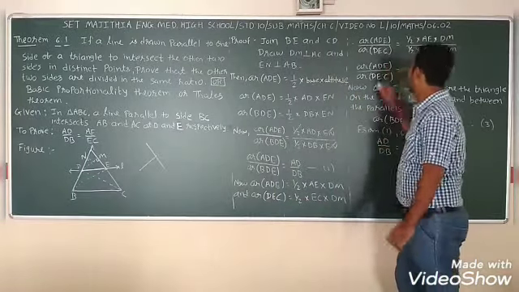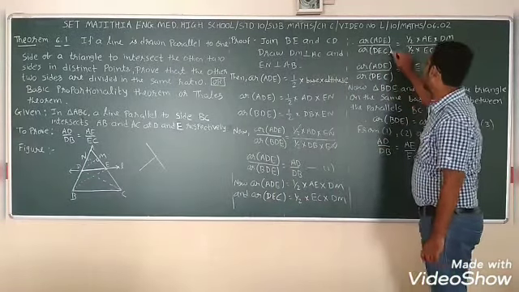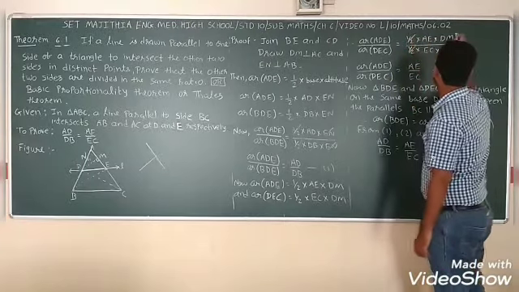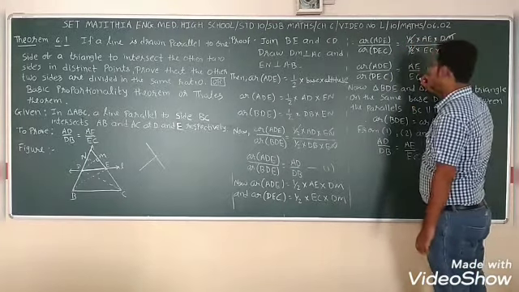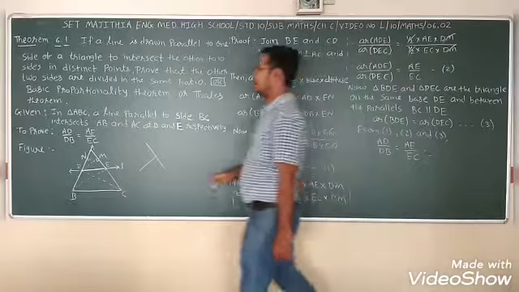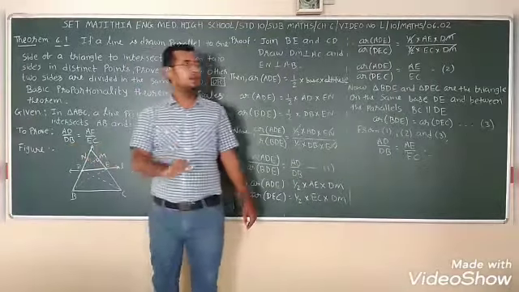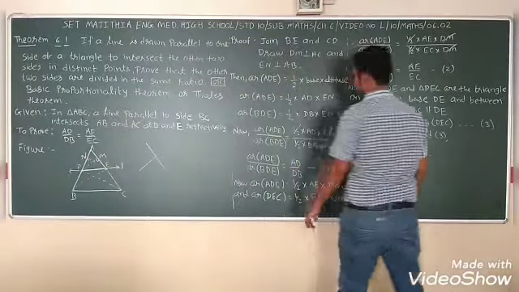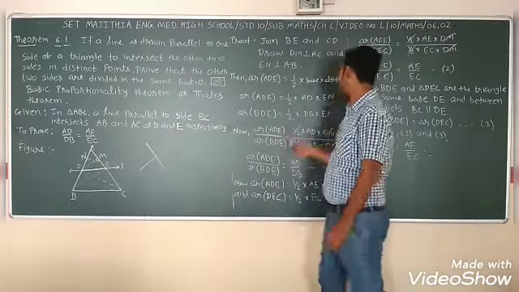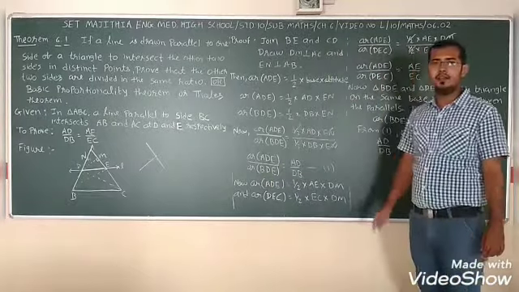Taking the ratio of both triangles of area, 1 half, 1 half cut, we get AE upon EC. But in the denominator the triangles are different. Here area upon BD and here area upon DE.